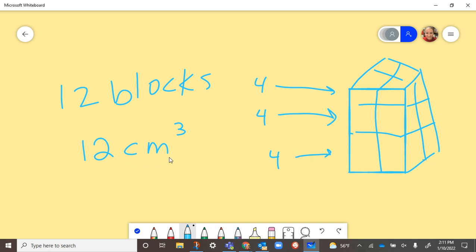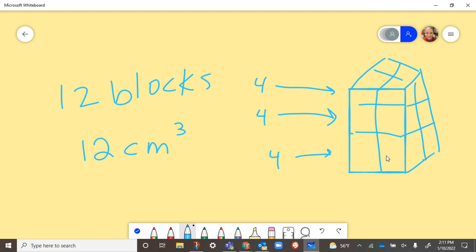We can say 12 cubic centimeters. And so what we did was we used that to describe the volume, or the space that is being occupied. We can use 12 of those blocks to fill up this space here that we created.